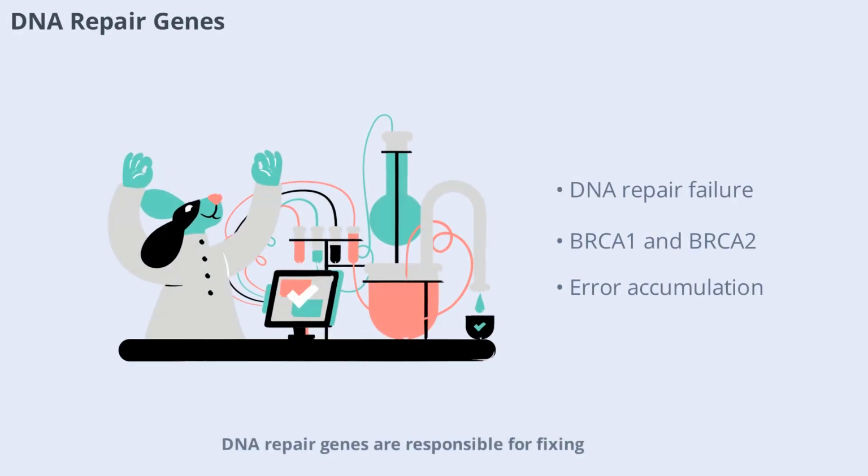DNA repair genes are responsible for fixing mistakes that happen when cells copy their DNA. If these genes are mutated, errors can pile up, leading to more mutations and a higher risk of cancer. For example, BRCA1 and BRCA2 are DNA repair genes linked to breast and ovarian cancer. When these genes don't work properly, cells can't fix DNA damage, making cancer more likely to develop.